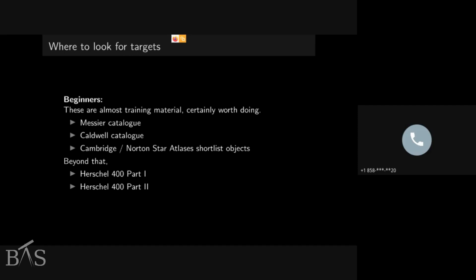Now, if you've finished all three of these, there's something called Herschel 400, which is a selection of 400 objects in the NGC catalog that were probably discovered by William Herschel. This comes from the US, from an astronomy group called the Astronomical League. They have an observing program, and you can download their books on Herschel 400 Part 1 and Part 2. This is very popular in the US. I heard about it the first time after I came here. But it's a set of bright NGC objects that you can look for, 400 of them. Many people go through all 400. I've never bothered to go through all 400. Okay, so those are places to look for targets.